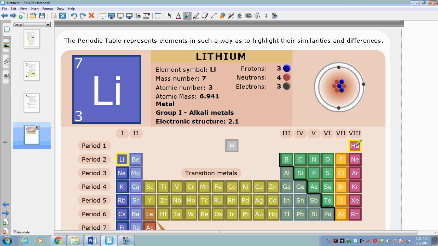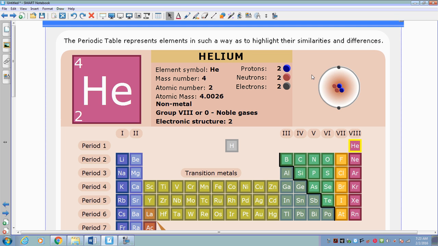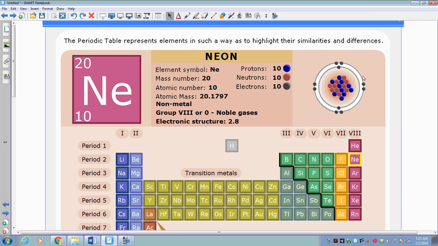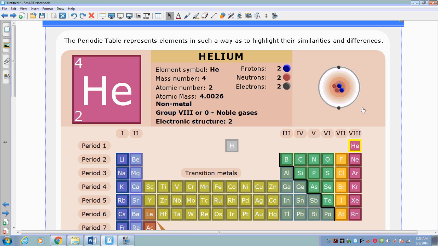The only exception to this rule on this one is helium. Helium, if you click on it, because remember we said these all have a full outer shell. Helium's first energy level is filled with 2. That one is full, so we can't fit any more into that. And so neon has 8 in its outer shell. Argon has 8 in its outer shell. Those are all full outer shells. Helium has a full outer shell also, but it only has 2. So that's really the only exception to that rule.